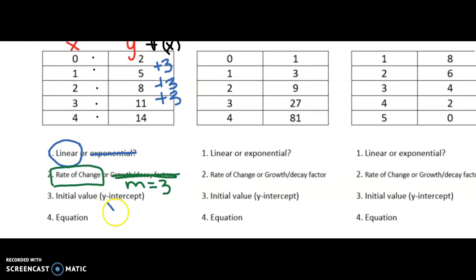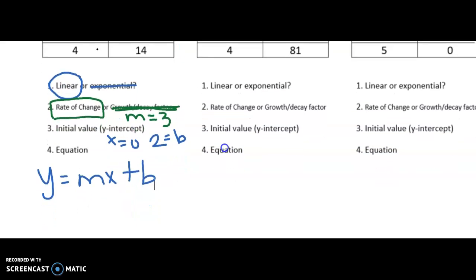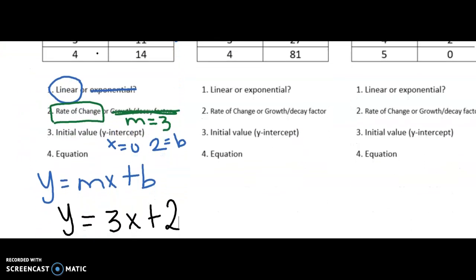And we have to determine what we started with. Our y-intercept is when x equals 0. And again, I'm pulling a lot of knowledge from what we did before. When our x is 0, what's my y-intercept? 2. And if we remember, y equals mx plus b is the equation for a linear function. So we're going to put it all together: y equals, and my slope was 3, and my y-intercept was 2. So that is the equation for that table. I knew it was linear because I was adding, and I found the y-intercept because when x is 0, that's my y-intercept, which is what we need for the equation. So let's go ahead and try the next one.